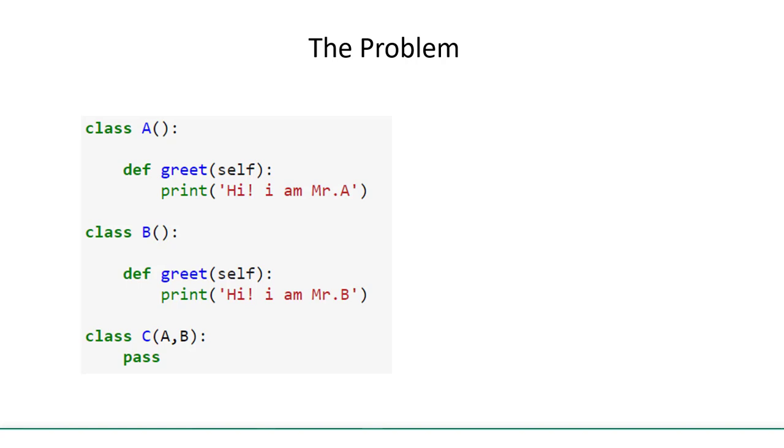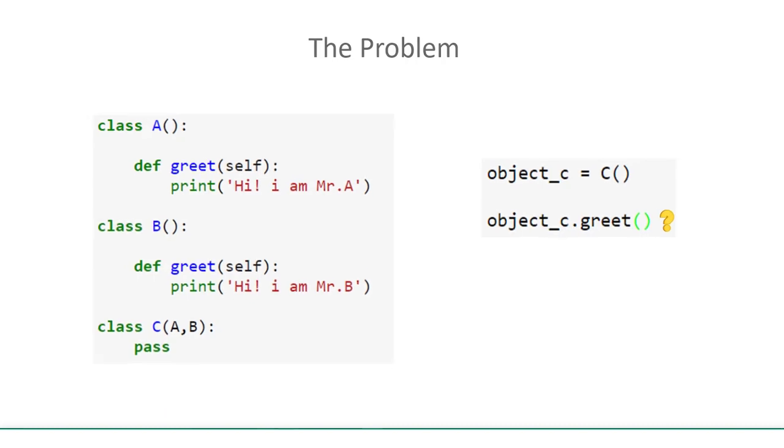And we now have class C, which inherits from both class A and class B, which we term multiple inheritance. Now let's say we create object C from class C. Then we try to invoke the greet function from this object C. Would it invoke the greet function from class A or class B?